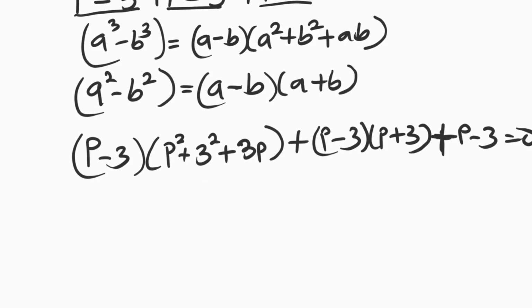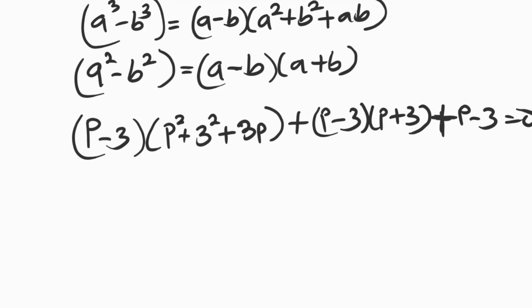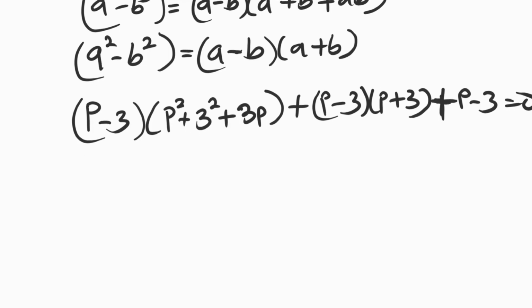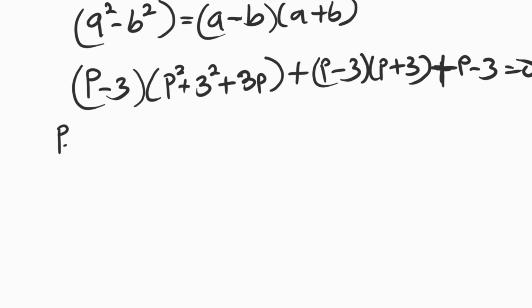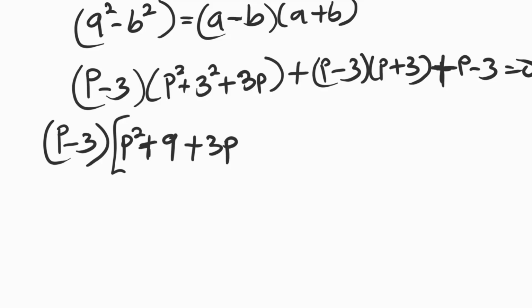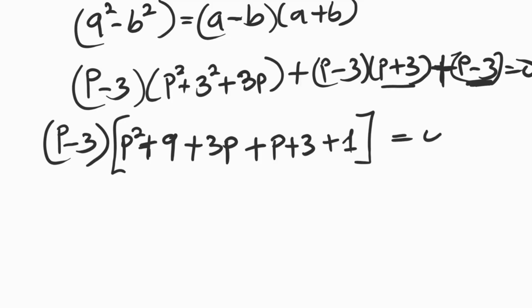Now we can see from our equation that p minus 3 is common. So let's collect p minus 3 as a common factor. So we have p minus 3. And then what we have left here is p squared plus 3 squared is 9, so we might as well just put it in, plus 3p, then we'll come here, plus p plus 3, and then if you factor out p minus 3, what we have left here is 1, okay, and that's equal to 0.